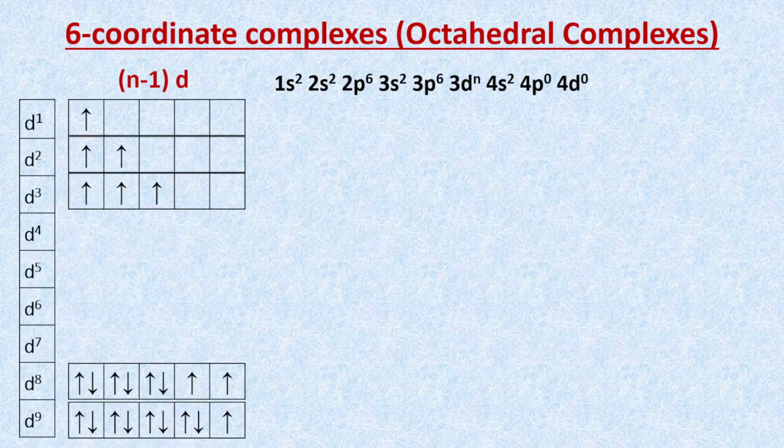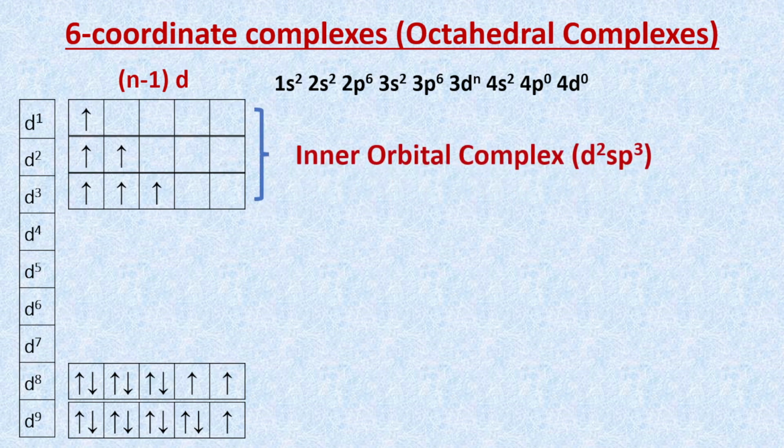Let us discuss 6 coordinate octahedral complexes first. In d1, d2 and d3 systems, there are at least 2 vacant d orbitals, so they can form d2sp3 hybrid orbitals and can accept electrons from the 6 ligands into their vacant hybrid orbitals. Therefore, these 3 systems always form inner orbital complexes, irrespective of the nature of the ligand.